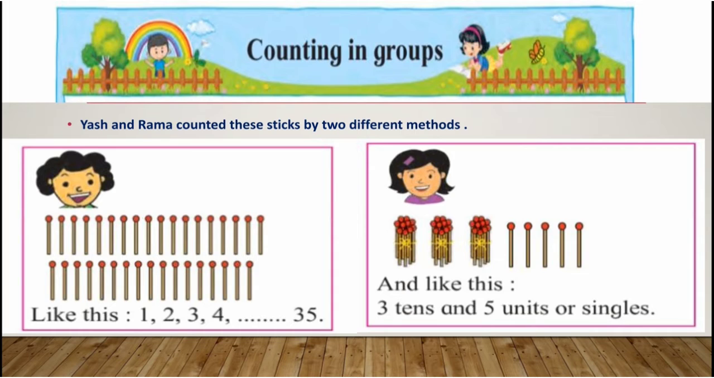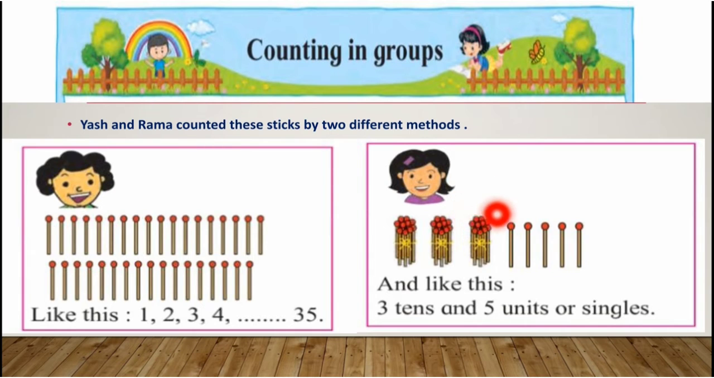So this girl Rama, what she did, she made a group of 10. And how many groups did she make? She made 3 groups of 10, 10, 10. So it is equal to 30. So 3 tens, this one. Let's see now. 1 ten, 2 tens, 3 tens means 30.